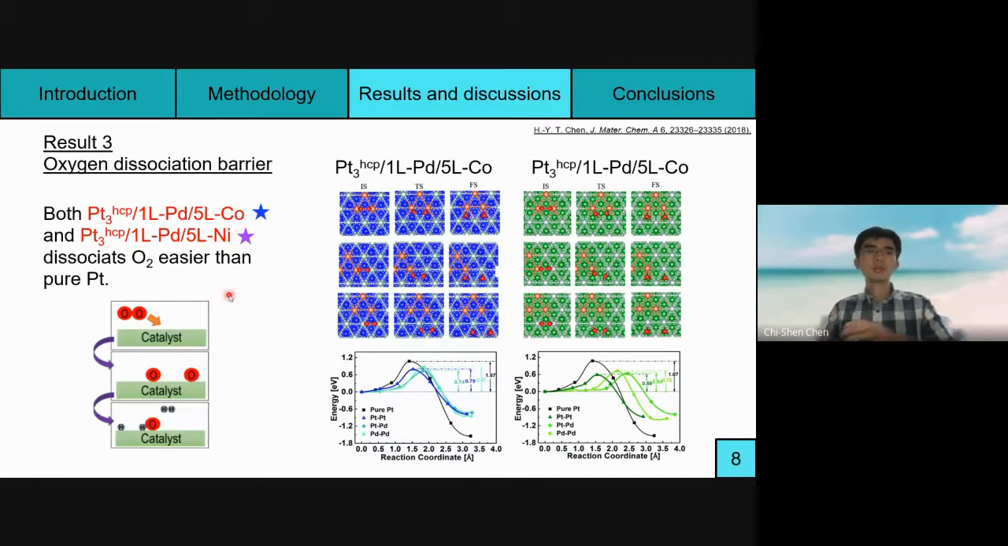Third, we also calculate the oxygen dissociation barrier. We can see a schematic figure here. The oxygen molecules come to our catalysts and dissociate into the oxygen atoms. So the lower the oxygen dissociation barrier, the easier it is for the oxygen molecules to dissociate into oxygen atoms. And we can see the figures on the right. The models we built have the lower oxygen dissociation barrier than pure platinum in the figures. That means our models have better ORR performance than pure platinum.